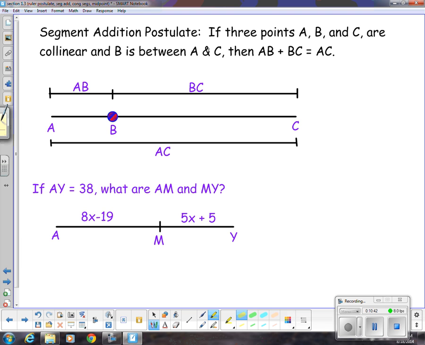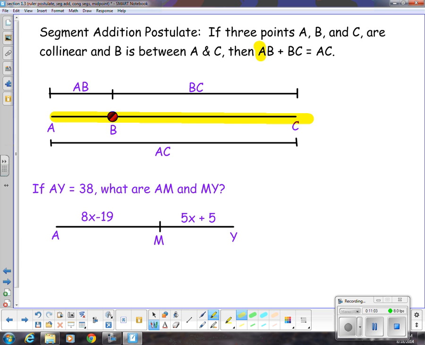All right, the segment addition postulate says if you use 3 points, A, B, and C are collinear, and B is between A and C, then the distance from A to B plus the distance from B to C must be the distance from A to C. So here's my segment I'm talking about, A, B, C.